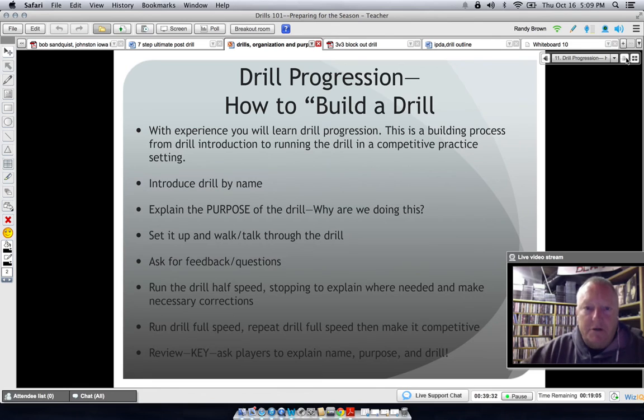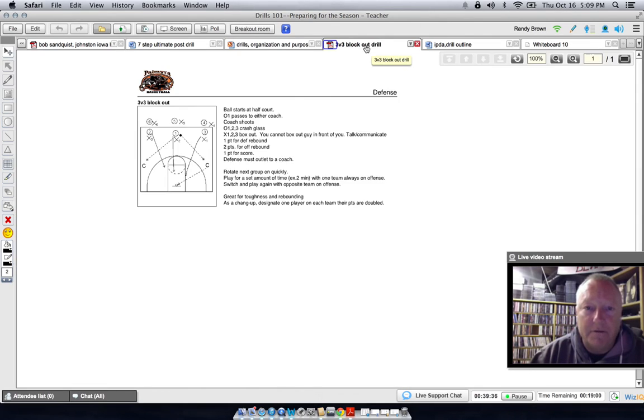Okay, let me show you a couple things in review here to kind of follow up with what I was talking about. This is a defensive drill from a coach. This was sent to me. This is a 3 versus 3 blockout drill. All right, and I'm not going to go through the drill, but I just wanted to show it to you because I like the fact that he's got his logo up there. Okay, the topic is defense. At the bottom, actually, he has the purpose, toughness and rebounding.